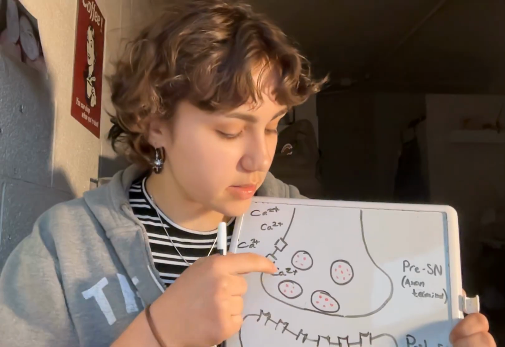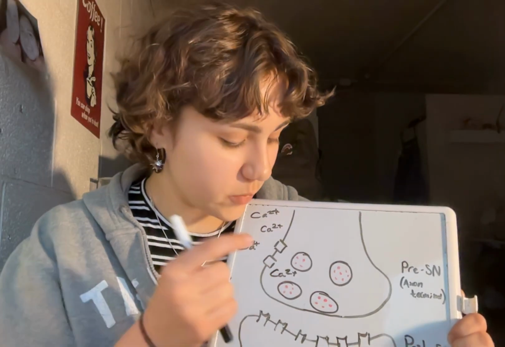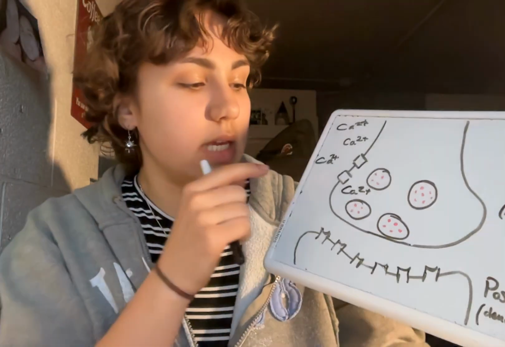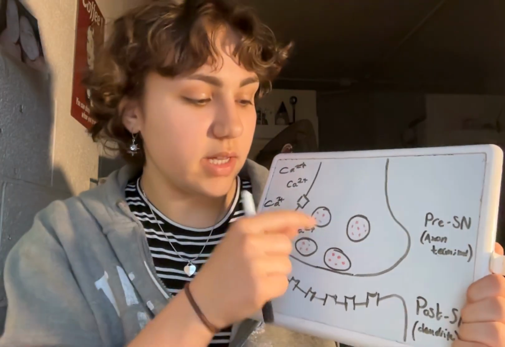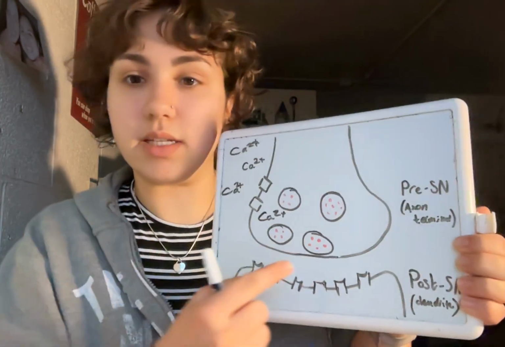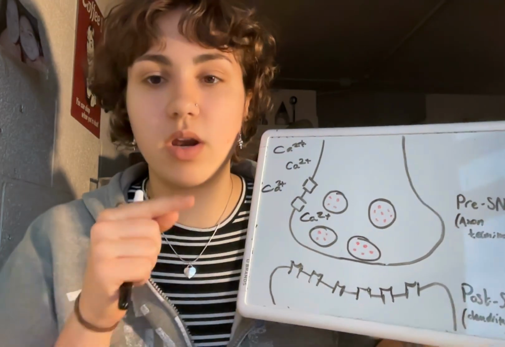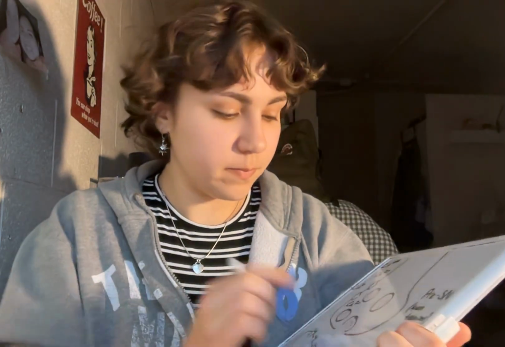So inside this presynaptic neuron, we have vesicles with red neurotransmitter in them. The calcium, when it comes in, will tell these vesicles to release into the synaptic cleft, which is the space in between the presynaptic neuron and the postsynaptic neuron. So it would look something like this.